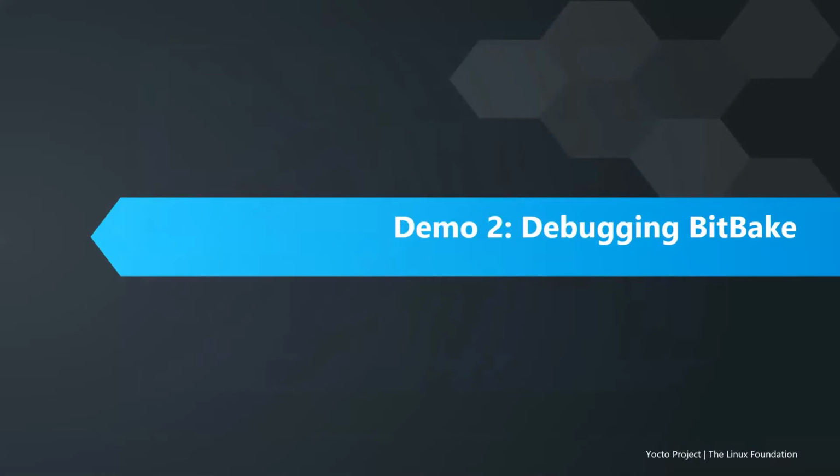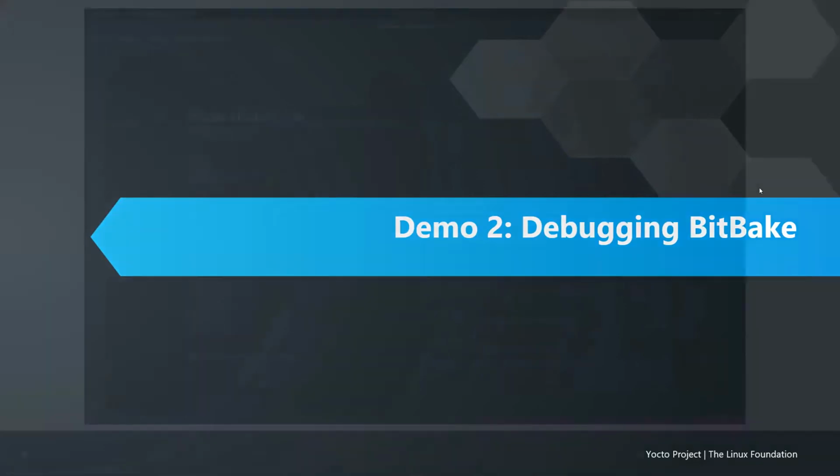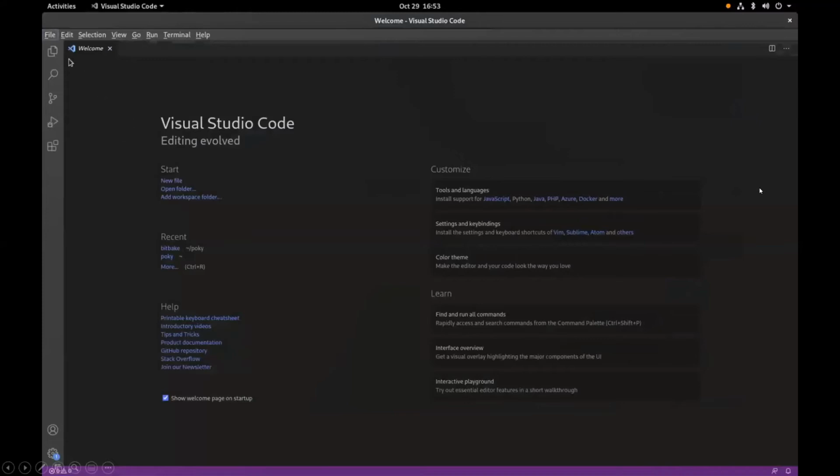So that's neat. The BitBake extension is really good if you are a developer and you want to develop recipes and build things into your distro. But what if you're actually working on BitBake itself? You're working with Python and you really need to be able to debug and know what's going on under the hood. Well, we can use VS Code for that as well.